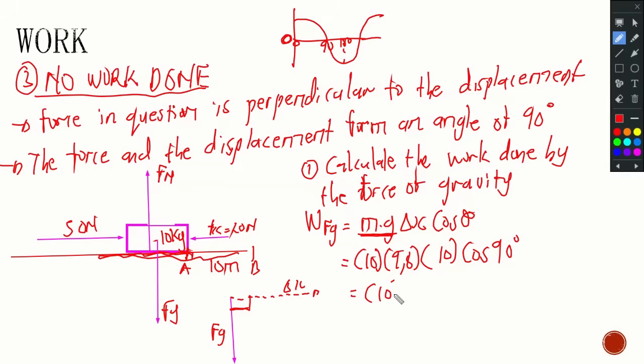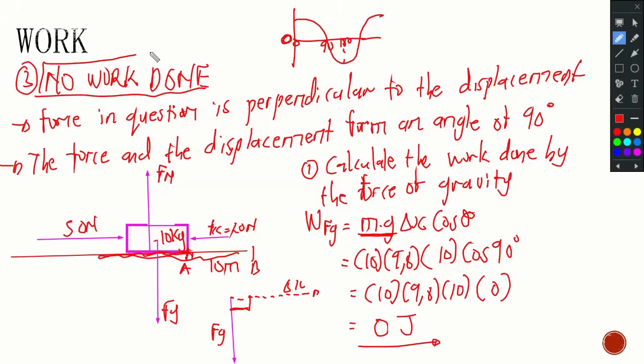So that means we're going to have 10 multiplied by 9.8 multiplied by 10 multiplied by 0. Now mathematically, we know that any number or any variable multiplied by 0 just becomes 0. So this is 0 joules. For the fact that our work done is 0 joules, it means that there is no work done, right? So no work done means that your work done will be 0 joules.